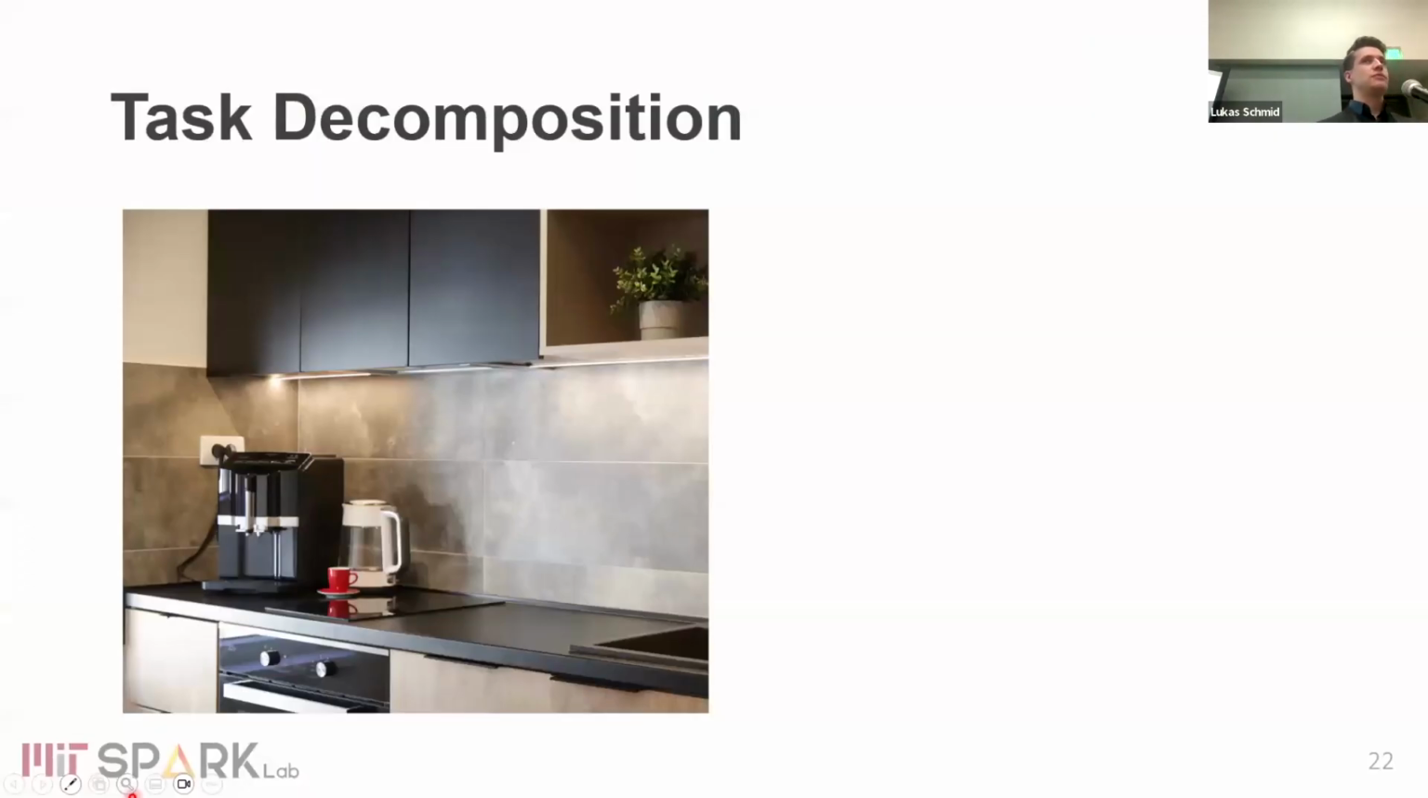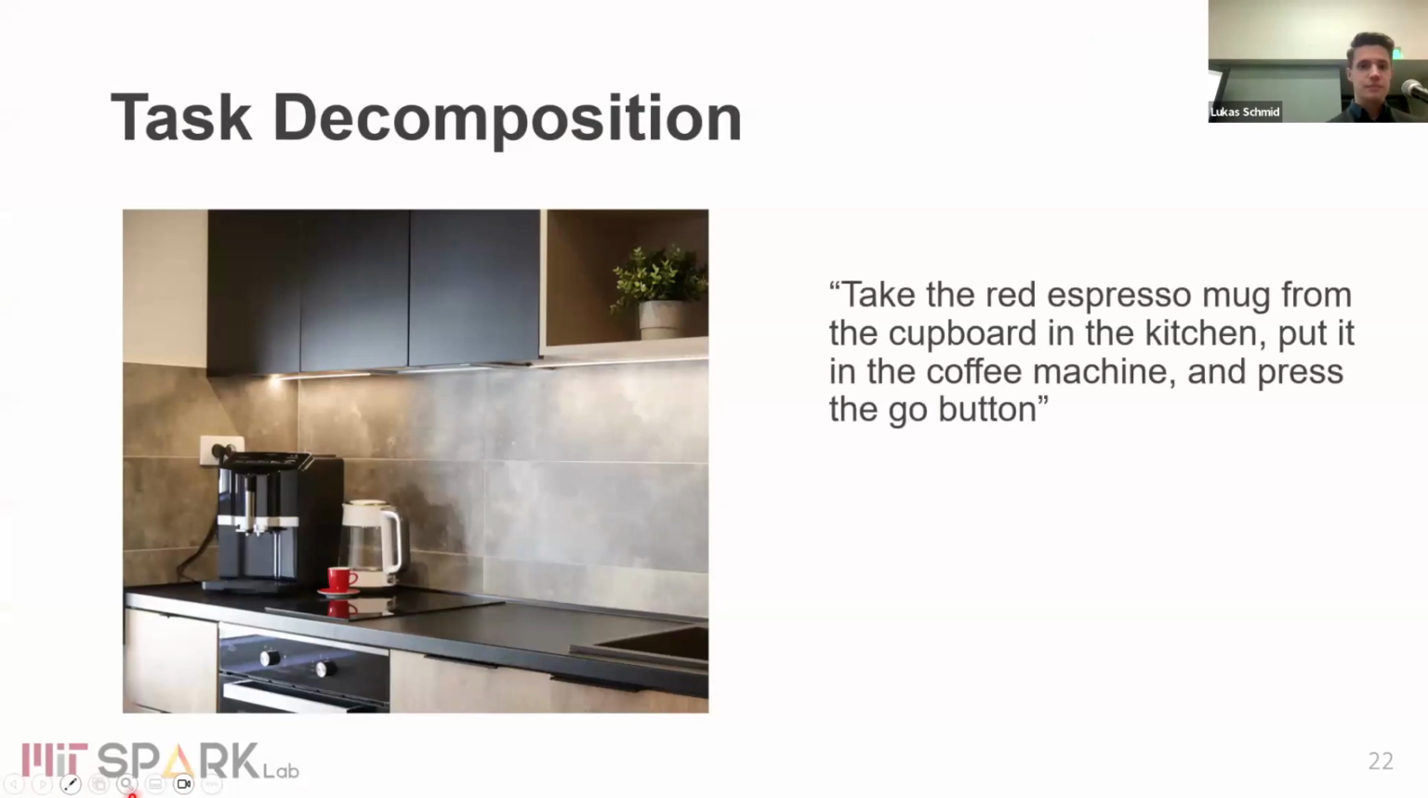Now, this is really great. We get all of these task-relevant symbols, where we can finally answer these questions, such as taking the red espresso mug from the cupboard in the kitchen, and we put it in the coffee machine, and we press the go button. We find all of these symbols. This is amazing. But nobody wants to talk to the robot like that, right? What we want to say is, go and make us a coffee.